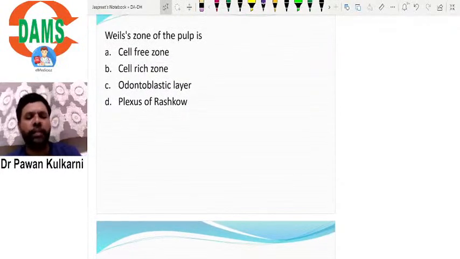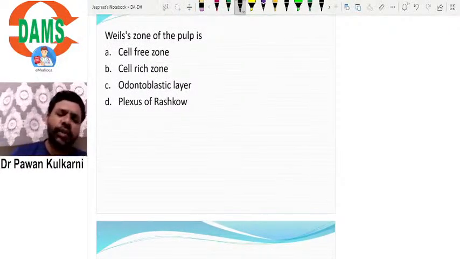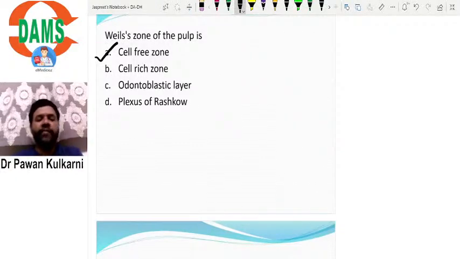Weil's zone of pulp is again a simple single liner MCQ. The cell free zone of the pulp is known as Weil's zone, where you will not see any cells.